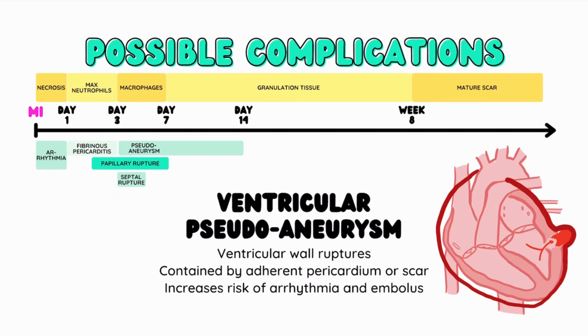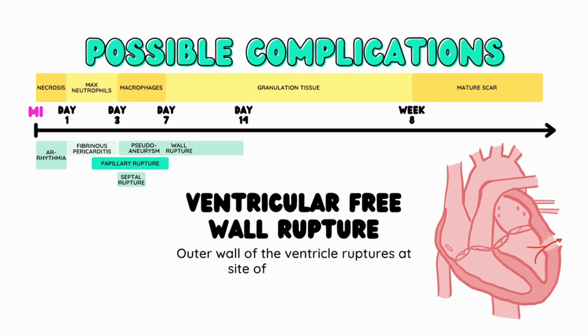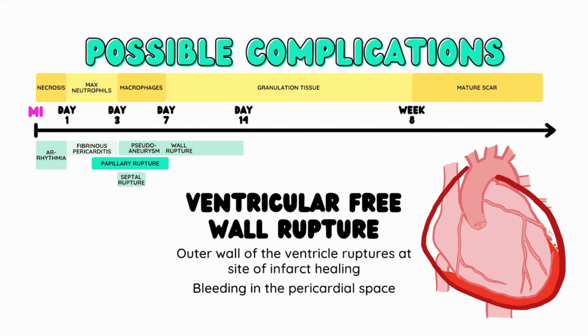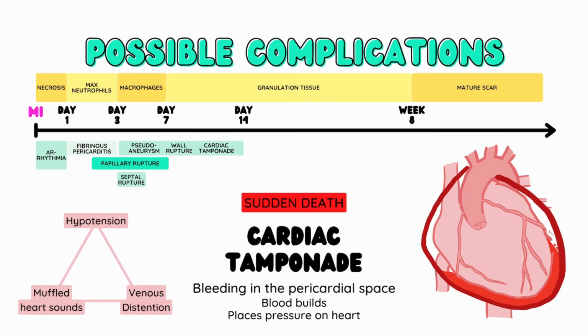The risk of a ventricular pseudo-aneurysm also corresponds to the time frame for risk of ventricular free wall rupture. This is when an outer wall of the ventricle ruptures at the site of infarct healing, leading to bleeding into the pericardial space. The blood builds in the pericardial space and places pressure on the pumping heart. This is a cardiac tamponade, and cardiac tamponades can lead to sudden death. A cardiac tamponade presents with Beck's triad: hypotension, venous distension, and muffled heart sounds. Watch out for these 3 cardinal signs.